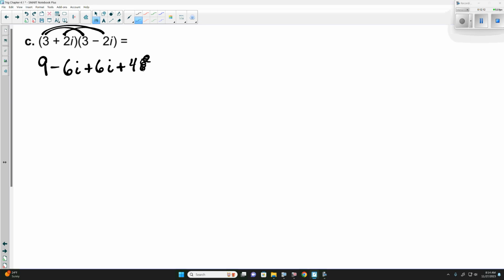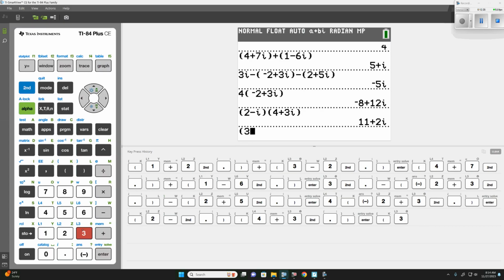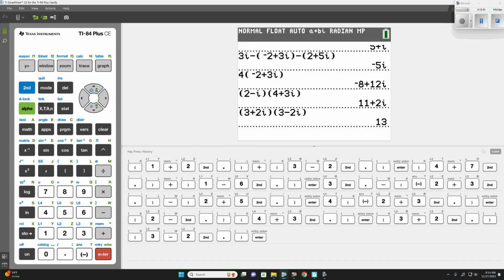Now 9 plus 4 is 13. Negative 6i plus 6i is 0. And yes, we could have gone in the calculator and said 3 plus 2i times 3 minus 2i, and gotten 13 also.